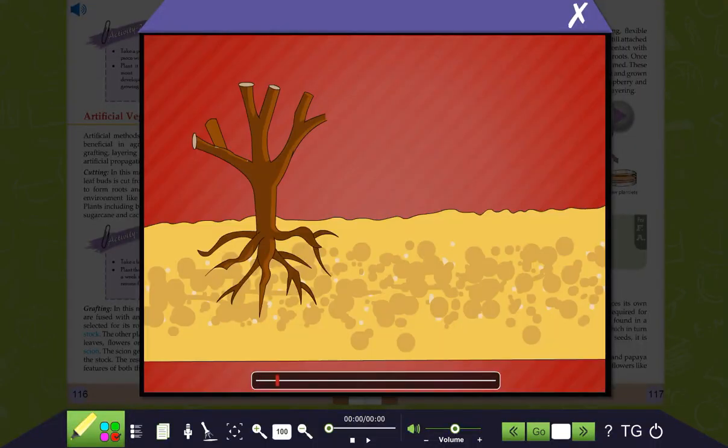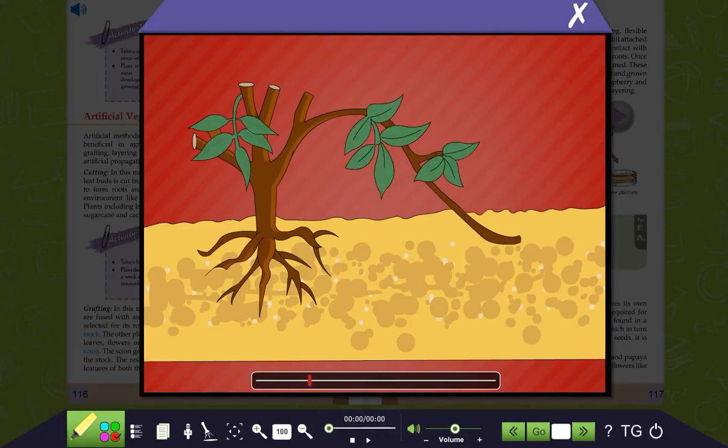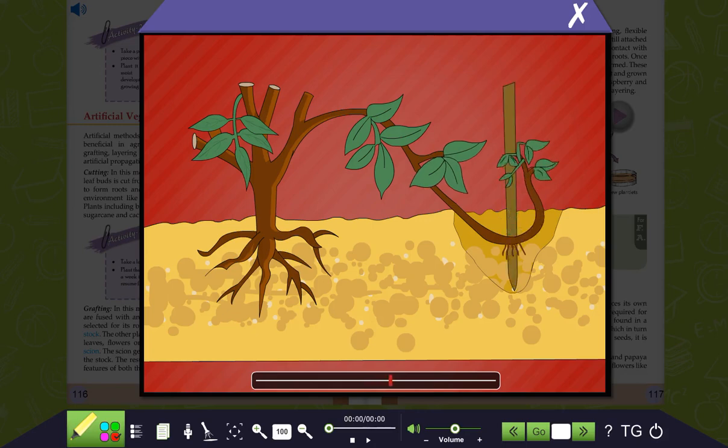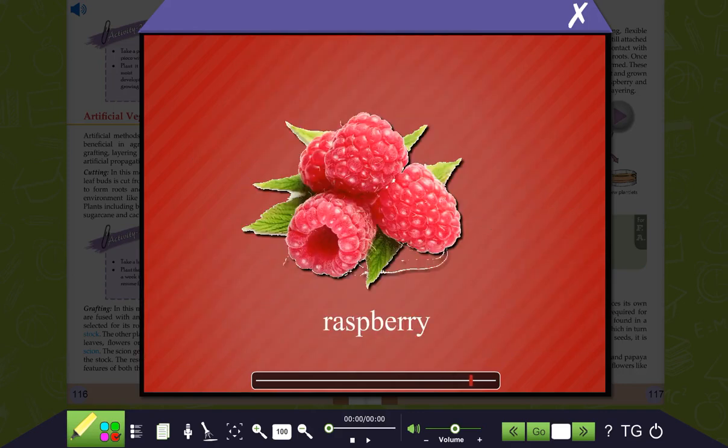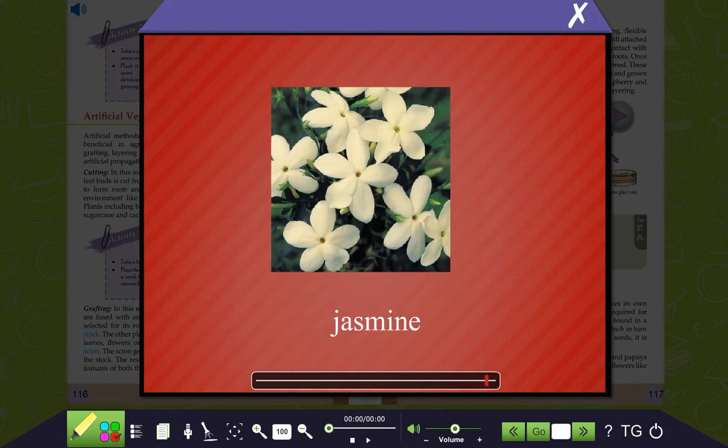Layering. It involves plants with long, flexible branches where a branch or a stem is still attached to the parent plant. It is placed in contact with moist soil, encouraging it to send out roots. Once the roots emerge, new plantlets are formed. These can be separated from the parent plant and grown as new individual plants. Grapes, raspberry, and jasmine can be easily propagated by layering.